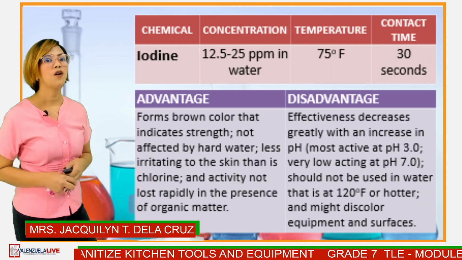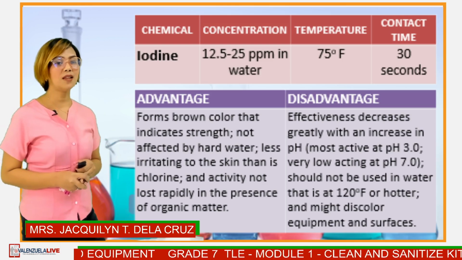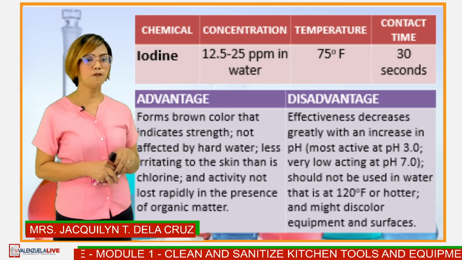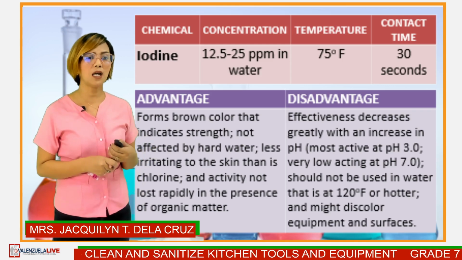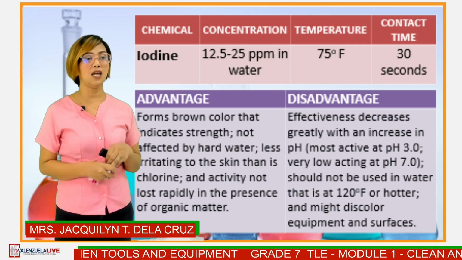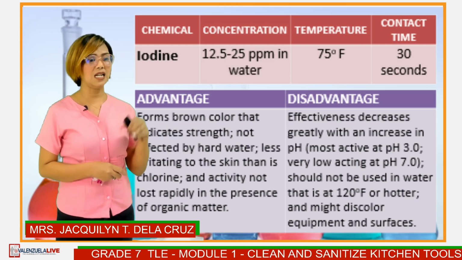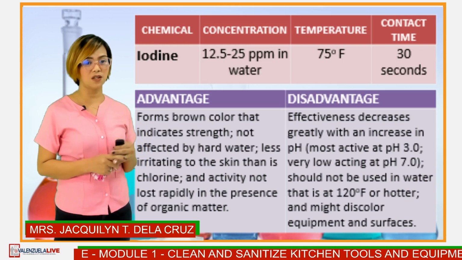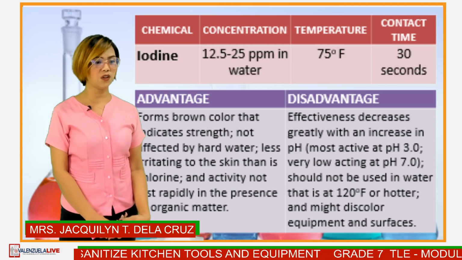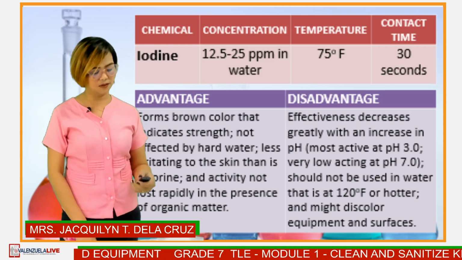Iodine has a contact time of 30 seconds, and its concentration should be 12.5 to 25 parts per million in water that is at least 75 degrees Fahrenheit. It forms brown color that indicates strength, not affected by hard water, less irritating to the skin than chlorine, and does not lose its activity rapidly in the presence of organic matter. The effectiveness of iodine decreases greatly with an increase of pH. Most active at pH 3.0, and it is very slow acting at pH 7.0. Should not be used in water that is at 120 degrees Fahrenheit or hotter and might discolor equipment and surfaces.